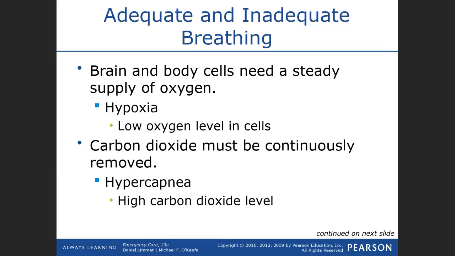Adequate and inadequate breathing. So we're getting close to that. The brain and the body cells need a steady supply of oxygen. If the oxygen level is depleted in the body and less oxygen is available to the cell, hypoxia develops. Hypoxia means low oxygen. If less oxygen is available, it means more carbon dioxide is present, and this will lead to hypercarbia or hypercapnia, which is high carbon dioxide levels.